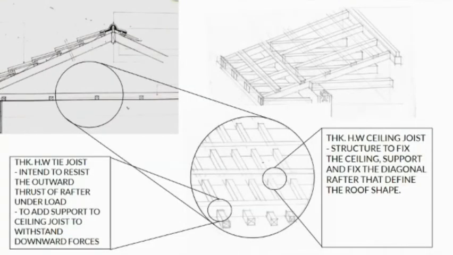For the base of the roof, a thick hardwood tie joist is intended to resist the outward thrust of the rafter under heavy load. It is also to add support to ceiling joists to withstand the downward forces. A thick hardwood ceiling joist is structured to fix the ceiling, support, and fix the diagonal rafter that defines the roof shape. The diagonal rafter is used to place the clay roofing tile in place.